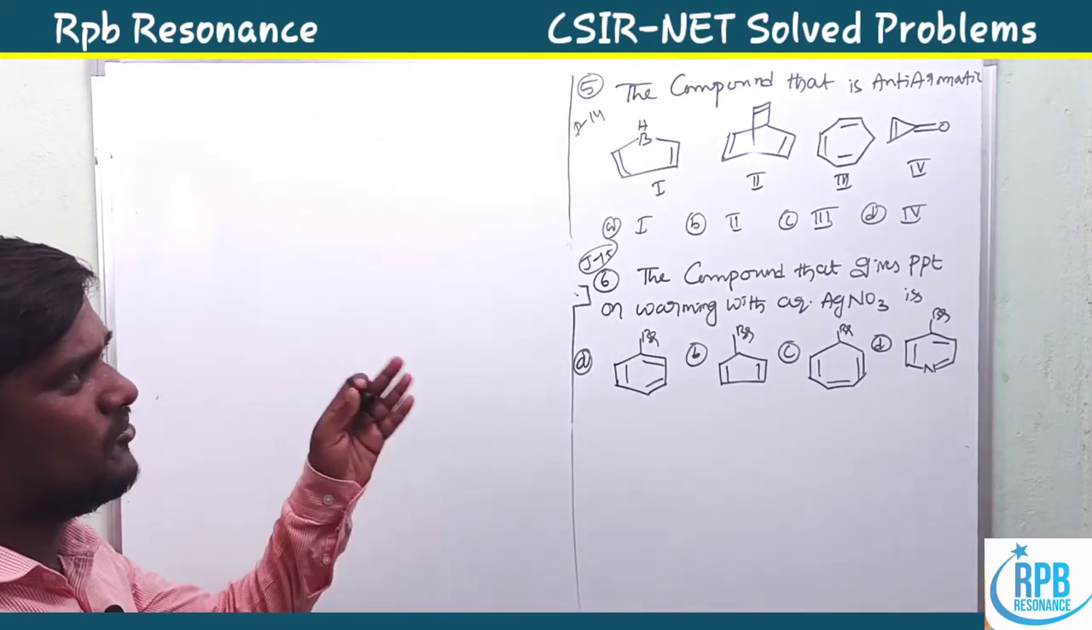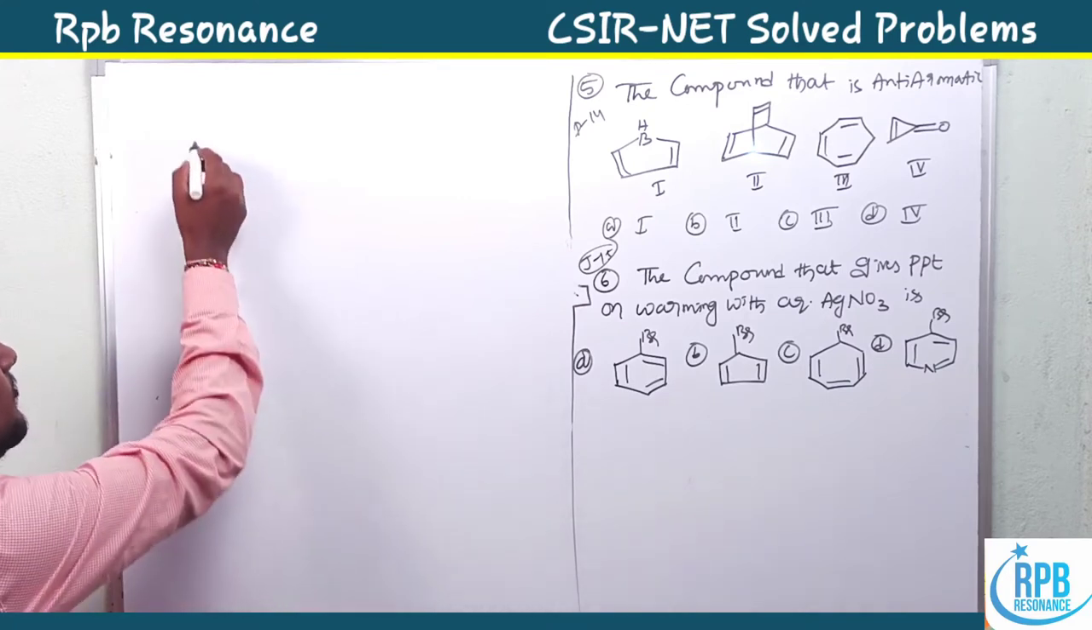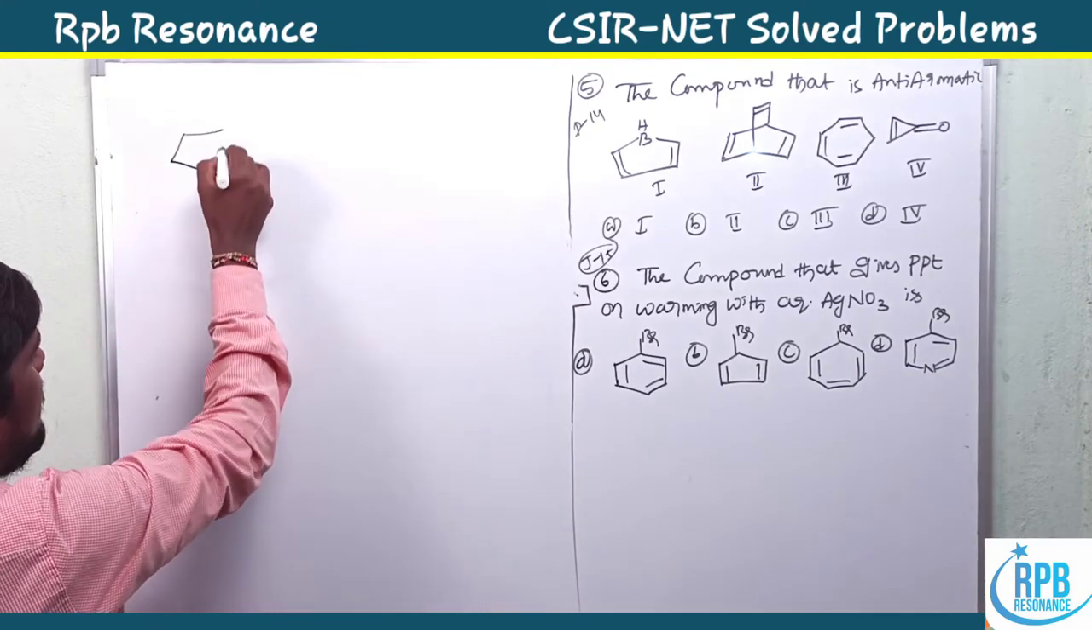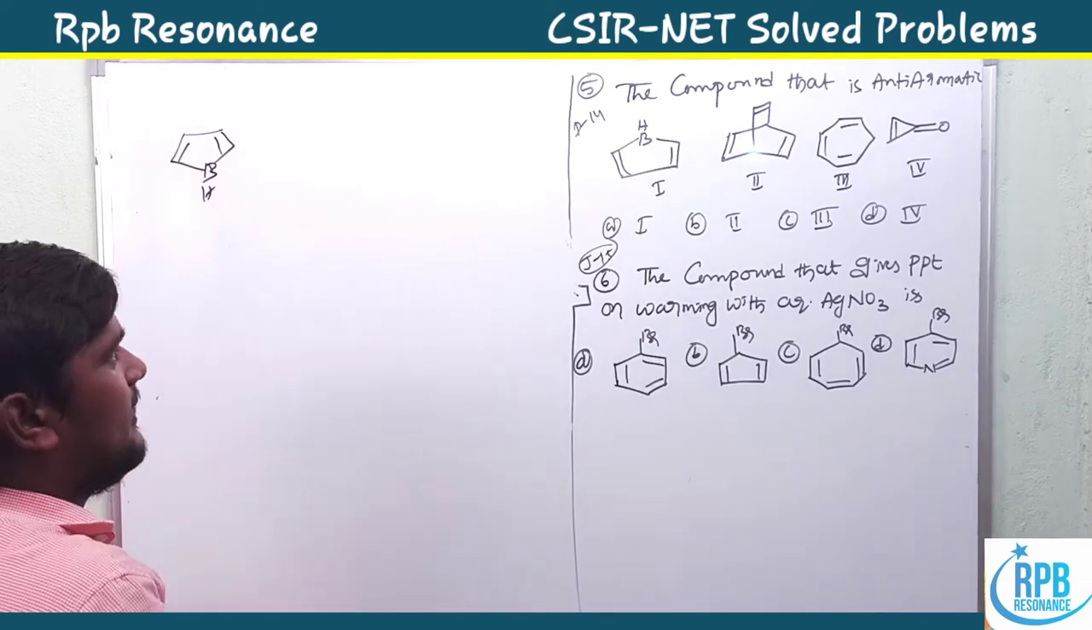Very simple problem. The compound that is anti-aromatic in nature. So four compounds are given. Let us imagine, or let us calculate, those pi electrons. That is very, very clear.